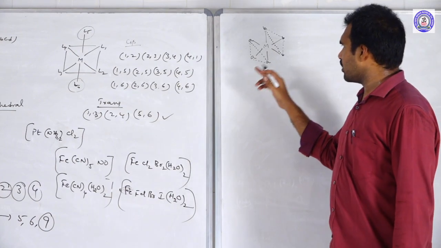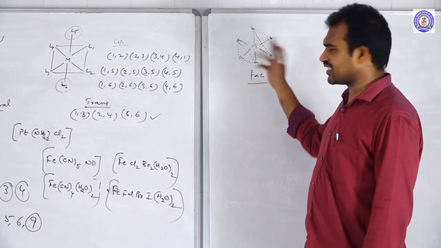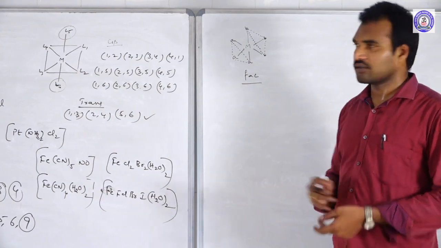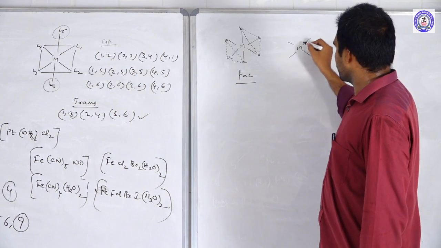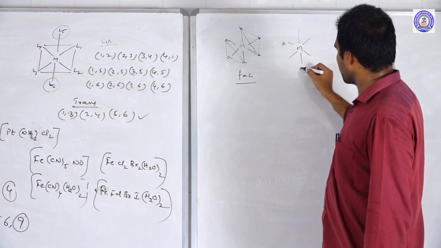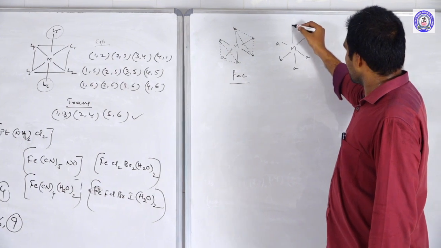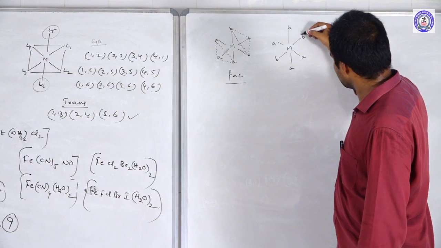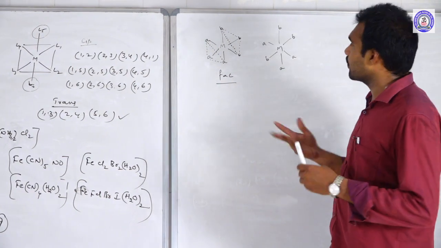For example, these two are exchanged. A and B are exchanged. That means B comes here, A comes here. Then that is meridional. So just write this M, A, B, A, B, B. Okay, so this is and this is. So that is what we call meridional.